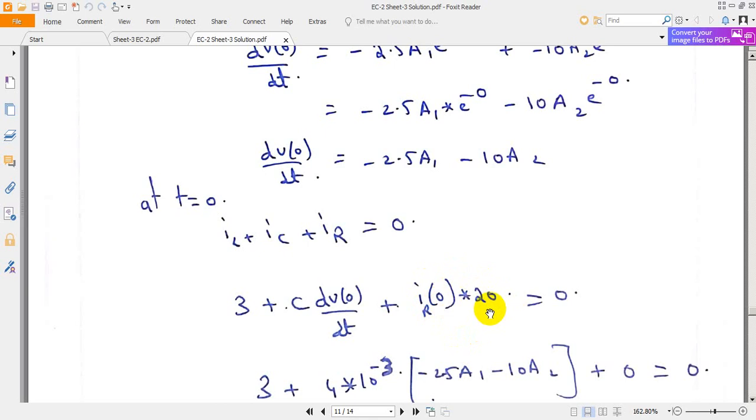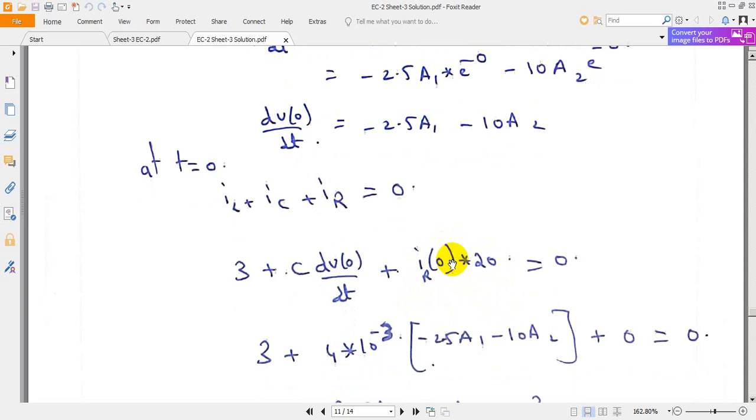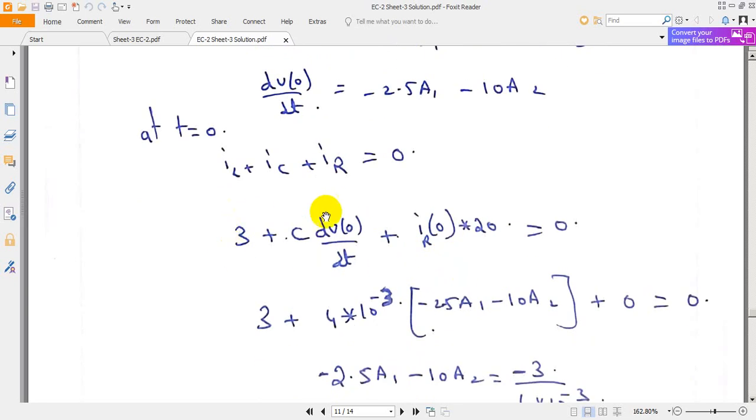Or you can write it as voltage divided by R. Voltage is 0, so voltage by resistance value will become 0. This whole expression will become 0. Now in this expression, the current through the capacitor is C dV naught by dt. This is a different method we are doing. We can follow the same thing we did in the previous problem.